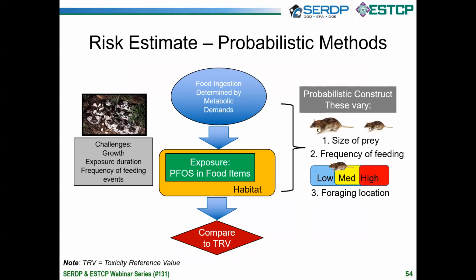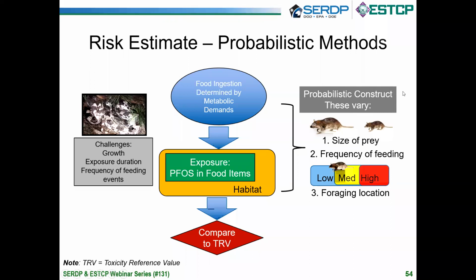So here is the model construct. And from the literature, we were able to obtain metabolic demands of the northern pine snake to determine food ingestion rates. So I'm going to start up here. Then a snake will feed within a habitat, and this would thus dictate the PFAS exposure within the food item. And then we compare these exposures to our toxicity reference value, or our current working toxicity reference value.